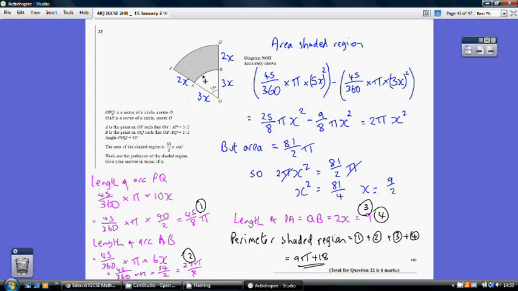Now the length of the arc AB, 45 over 360 times pi times the diameter of that circle, which would be 6x. That gives me 27 pi over 8. So my total length of this perimeter is 45 over 8 pi plus 27 pi over 8 plus 9 again, giving me a final answer for the perimeter of the shaded region of 9 pi plus 18.